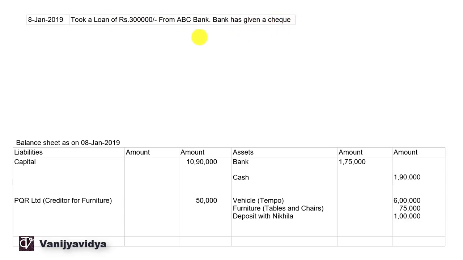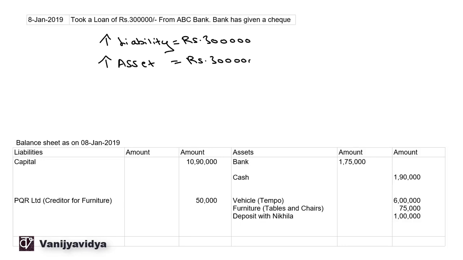Bank has given a check. Now Mr. Mohan has taken a loan of rupees 3 lakhs from ABC Bank. So there is an increase in liability by rupees 3 lakhs, since the loan taken from ABC Bank is a liability. The bank has given a check, so we will deposit it in our bank account. So there will be an increase in the bank balance. So that is an increase in asset by rupees 3 lakhs.